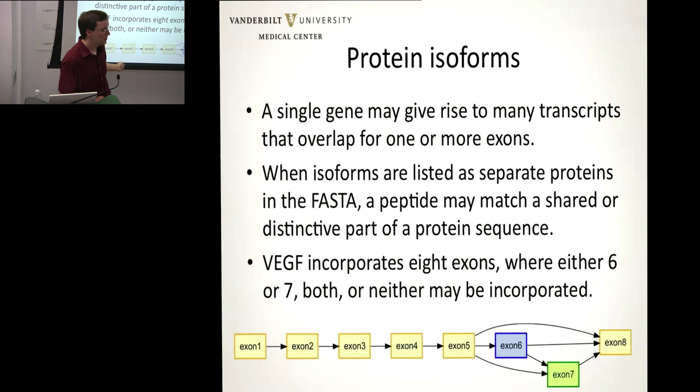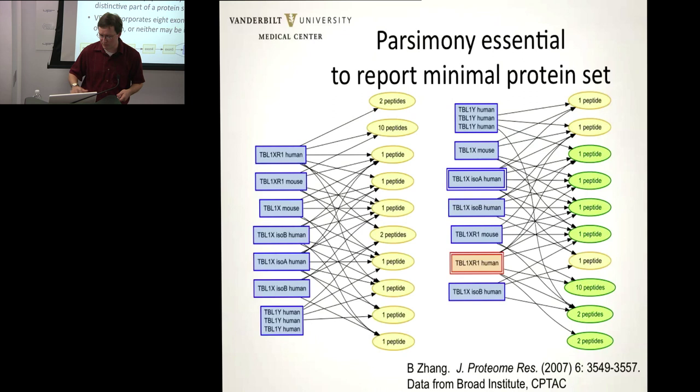We might have exons 1 through 6 followed by 8, or 1 through 5 followed by 7 and 8. There are lots of possibilities, and this type of exon shuffling is commonplace. So that makes it rather difficult, when we've identified a whole bunch of peptides, to figure out what proteins come from them.